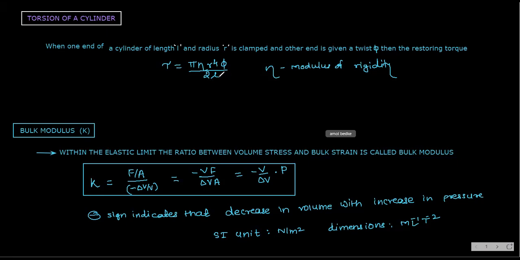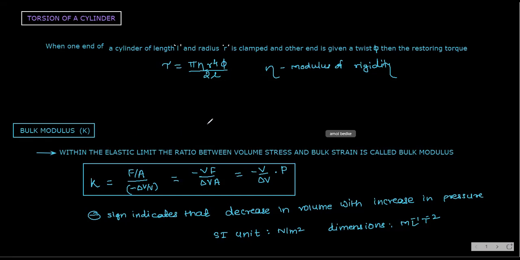Okay, where r is the radius, L is the length, and eta is what? Modulus of rigidity, and phi is what? The twist through which we have rotated that cylinder. Okay, so whenever you are solving problems, it may be useful for you. Next, now let's move ahead.